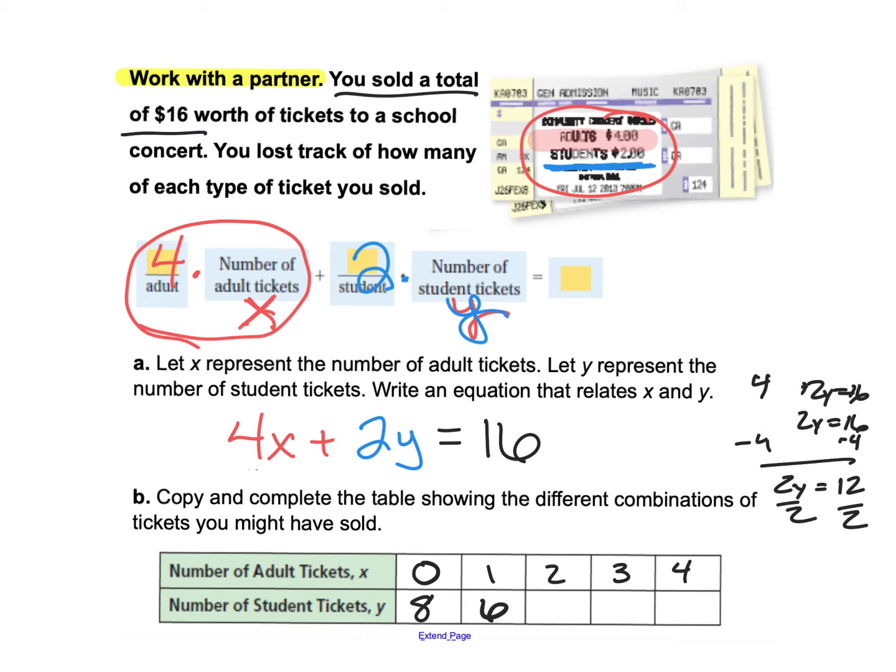Now we're going to do it again. We're going to do 4 times 2, which would give us 8. Subtract 8 from each side. We get 2y equals 8. Divide by 2, I believe that would give us 4. Now, I'm not going to keep doing it because we see kind of a pattern going on. 8, 6, 4, this would be 2, this would be 0. So if we sold 4 adult tickets, 4 times 4 is 16, we wouldn't be able to sell any student tickets.